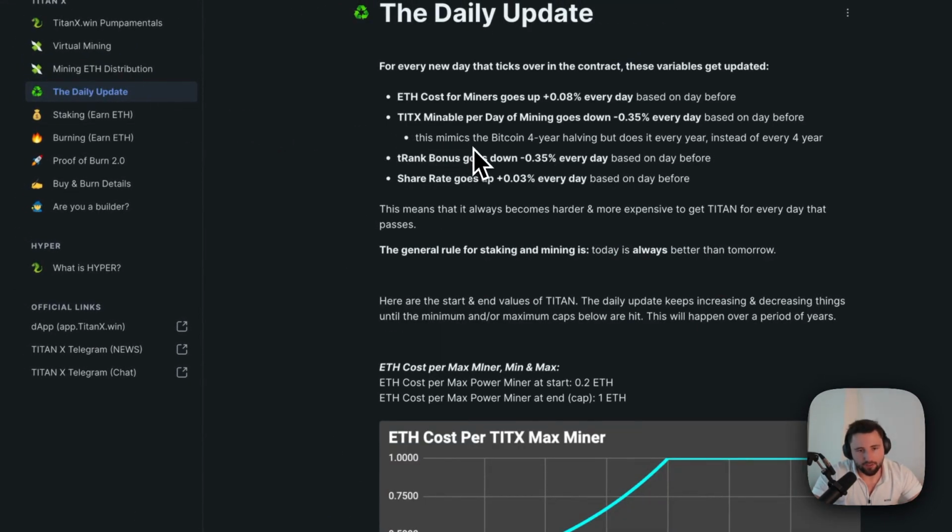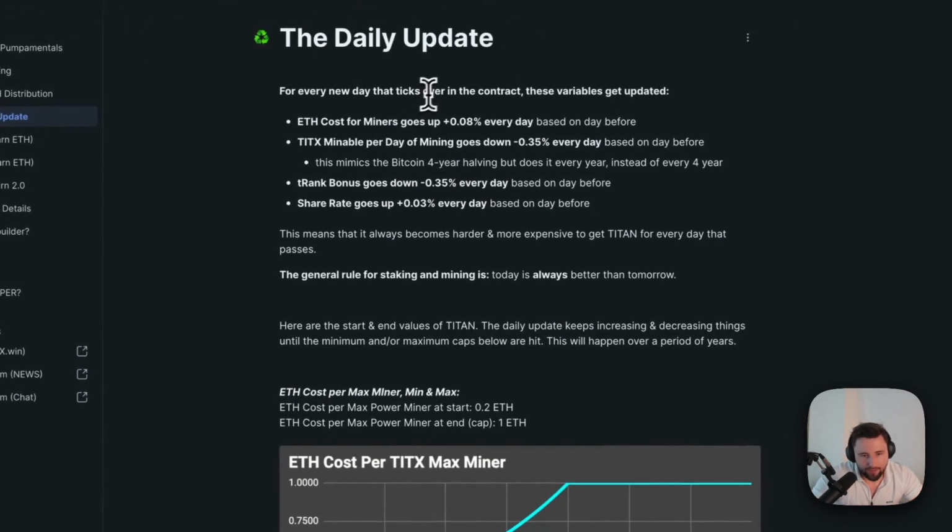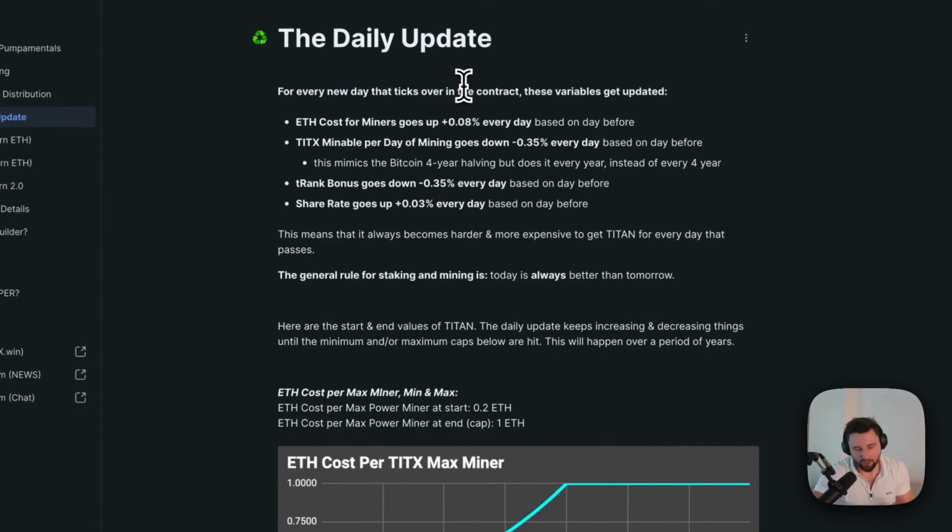Now, the next thing is the daily update. For every new day that ticks over in the contract, this is the absolute golden key, the secret sauce of how this thing will actually scale and potentially become valuable, right? So for every new day that ticks over in the contract, these variables get updated. You have the Ethereum cost for miners goes up plus 0.08% every day based on the day before. So every day, it becomes just a little bit more expensive to create a miner. But it adds up very, very quickly.